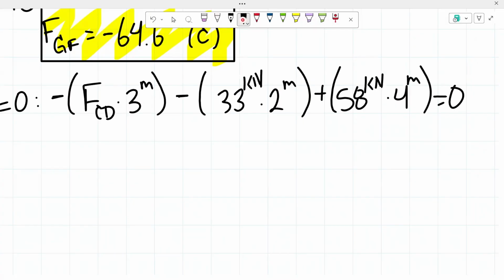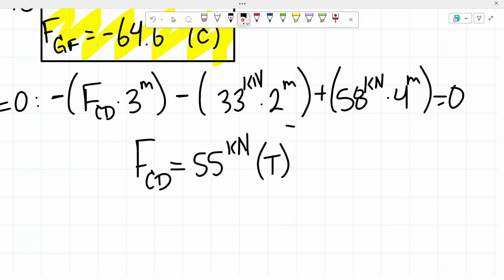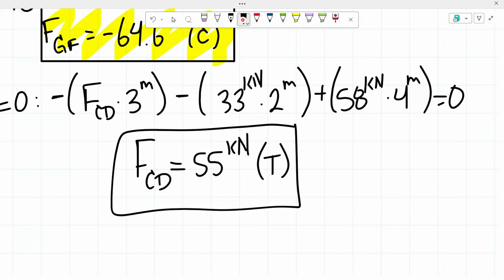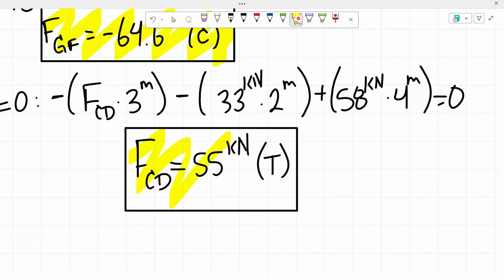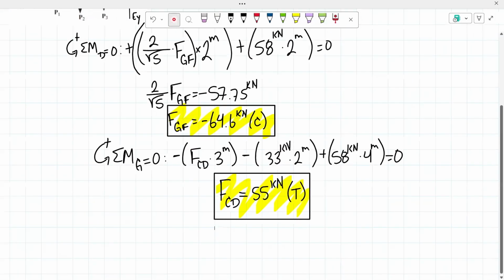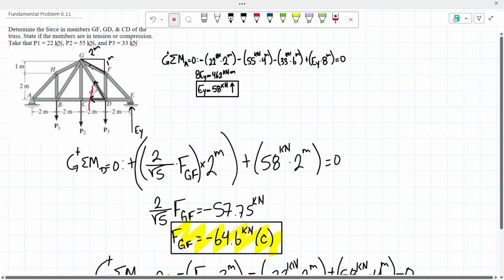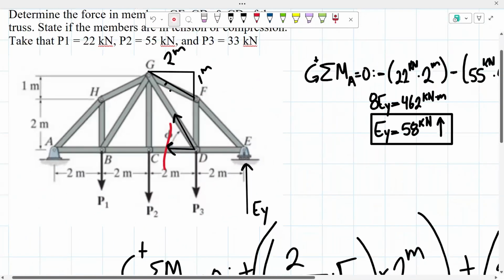From here, we would simply just solve for the force of the member CD, and we would get a value of 55 kilonewtons. This number came out to be positive, so that means that we assumed correctly and that the member will be in tension. So from here, we have found two members. So now we just have to find the third one, which would be the member GD.